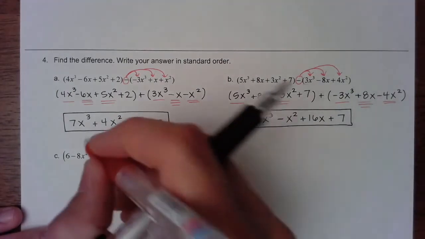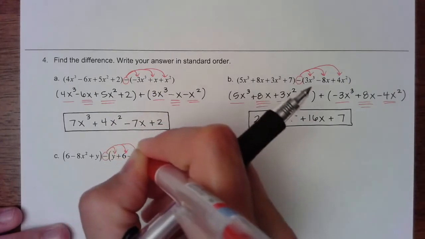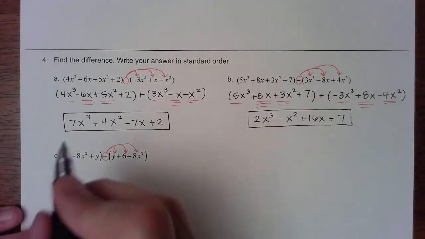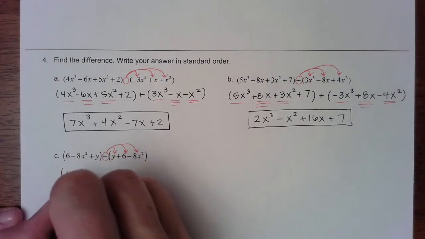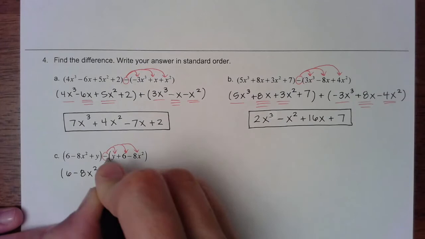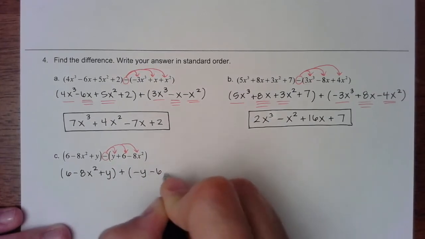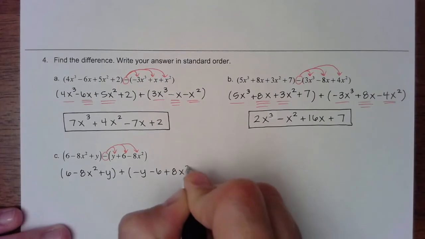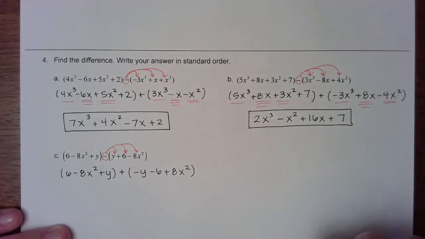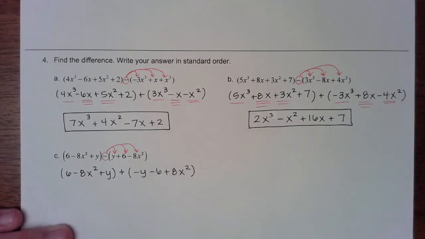And in C, again, it's a subtraction problem. So you're going to start by distributing that negative to all of the terms that are inside the second parentheses. Remember, the first one stays the same. The minus sign changes to a plus. And then in the second parentheses, all 3 of the signs change. So this one was positive, positive, and negative, and now it's negative, negative, positive.